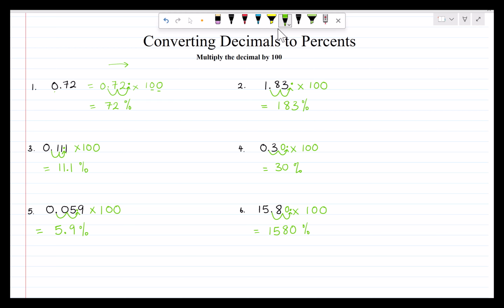So that is it, guys. That is how you convert a decimal to a percent. You simply multiply the decimal by 100.